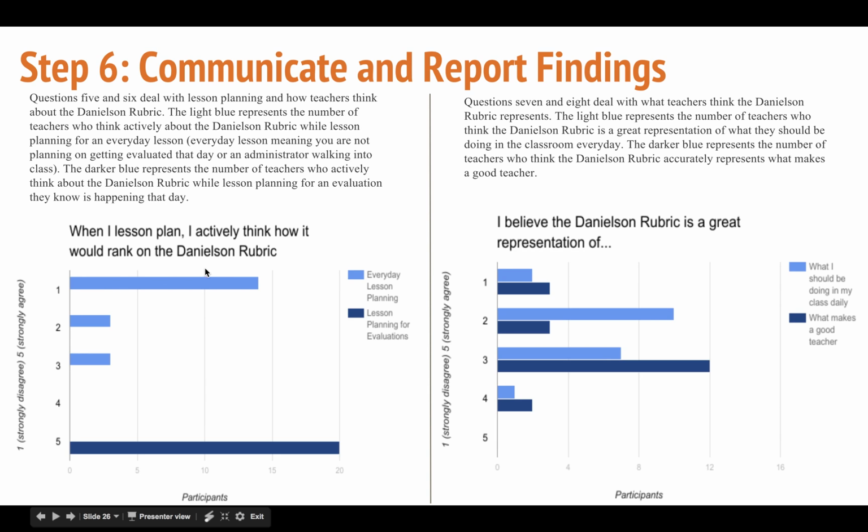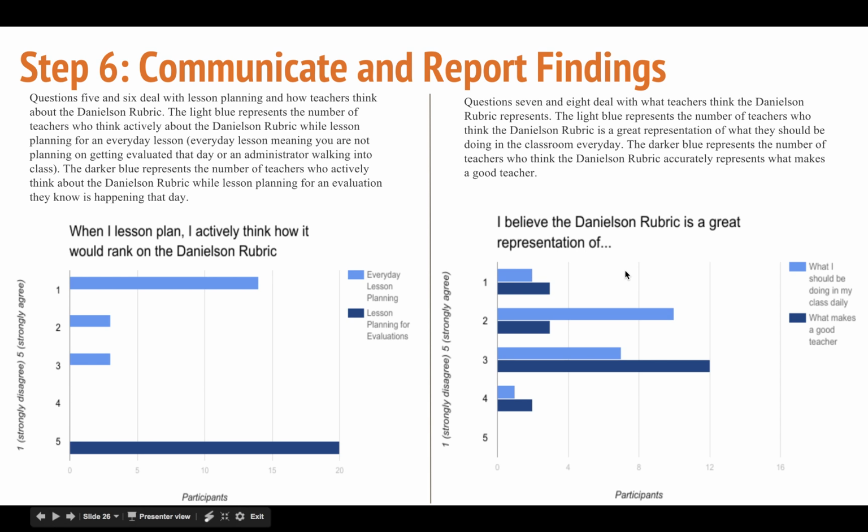And you can see that the numbers are pretty low. Most strongly disagree that they think about the rubric when they are planning their lessons. The darker blue down here represents the numbers of teachers who actively think about the Danielson rubric while lesson planning for an evaluation they know is happening that day. So when they know they're getting evaluated, they strongly agree, every single person, that they think about the lesson.